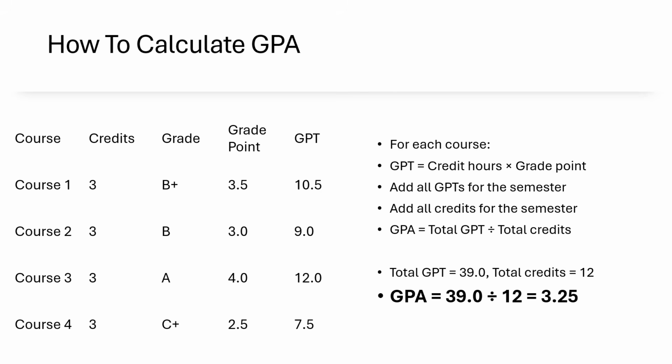39.0 divided by 12. The 12 you're getting here is the credit hours. The credit hours is 3. So 3 plus 3 will give us 6, plus 3 will give us another 9, plus another 3 will give us 12. So divided by that will give us the 3.25.